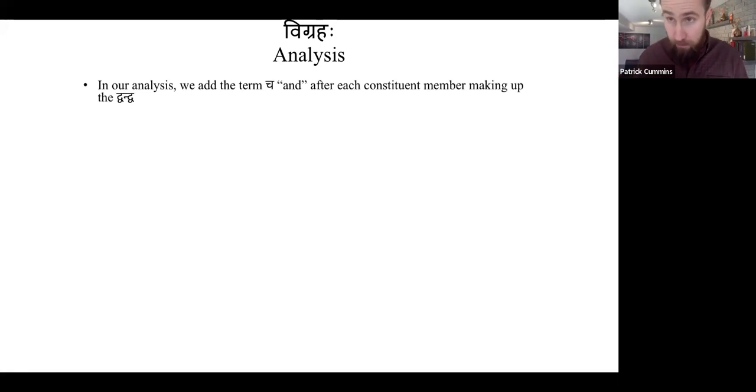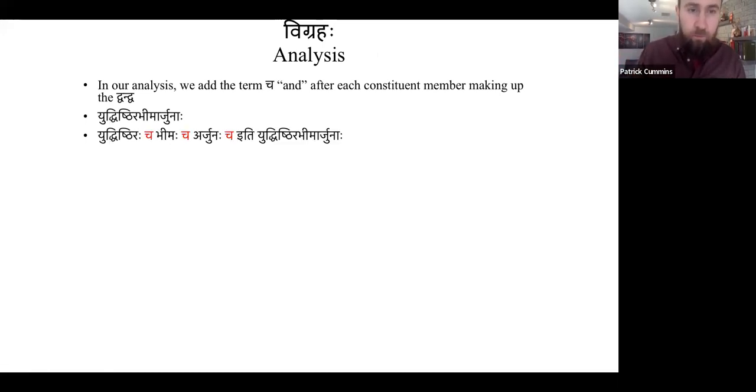So in the case of the dvandva, we would add the term cha, just "and," after each and every constituent member making up the dvandva to show their coordination. So to take the same example, Yudhishthira-Bhimarjunaḥ, we would gloss it using cha: Yudhishthira cha Bhima cha Arjuna cha iti Yudhishthira-Bhimarjunaḥ. And this is just one way of glossing it. There's a range of stylistic variation within the parameters of what's acceptable, and there are things that could be wrong.